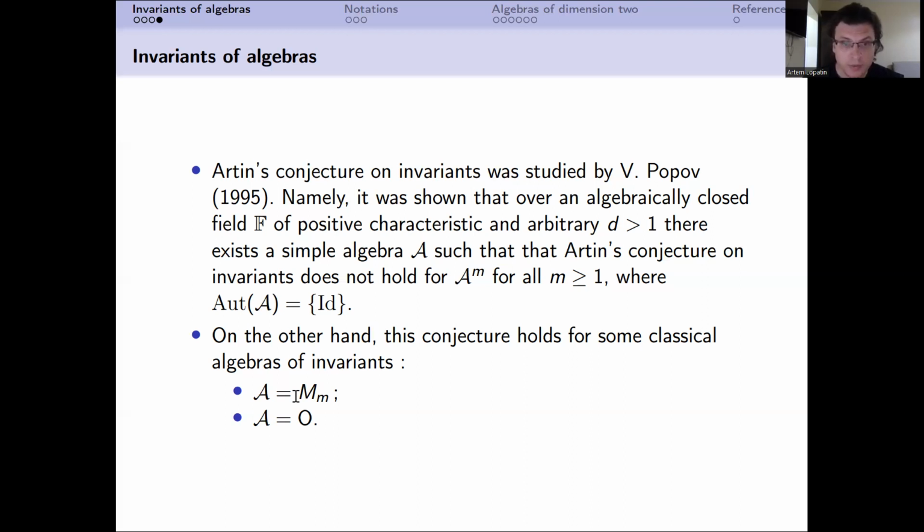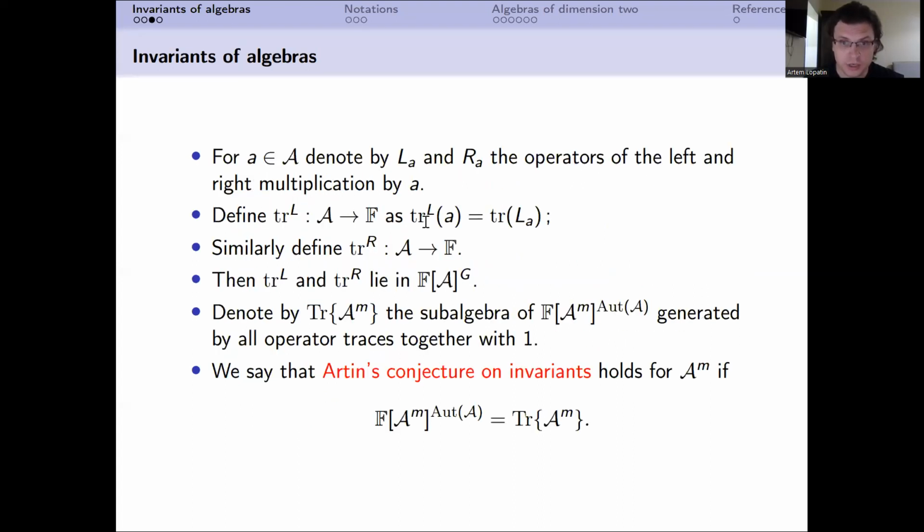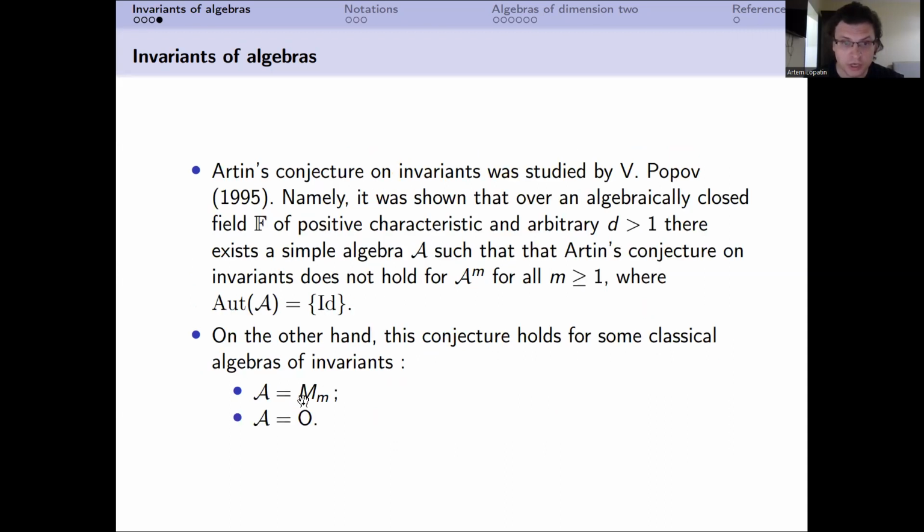Here, we have two traces, or rather three traces, because we have these two traces, left trace and right trace, and we also have a trace of a matrix. So we may ask, what is the correlation between them? It's the same modulo multiplication by some constant.